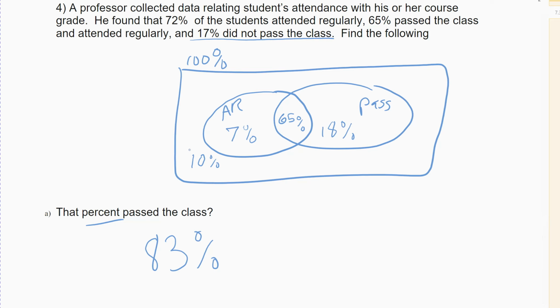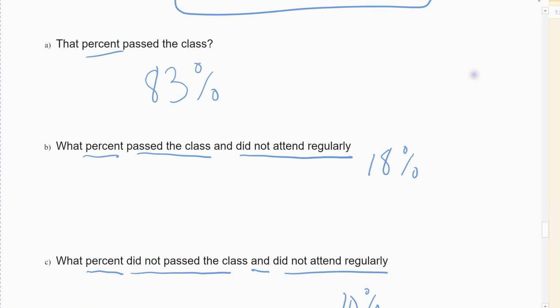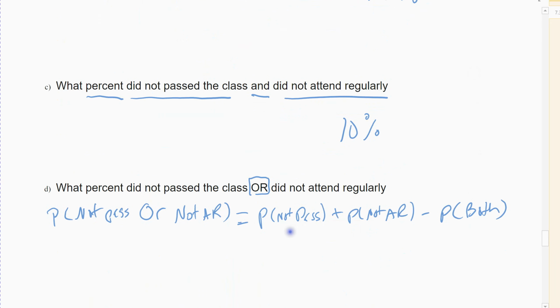Now, in this case, using the Venns could be tough. So I'm going to also fill it out with the formula just so that you can see how it works. Alright, so with the formula, did not pass was 17%. Did not attend regularly, so not regular attenders, was 28%, and both of them were the 10%. I'll show you where I got those.